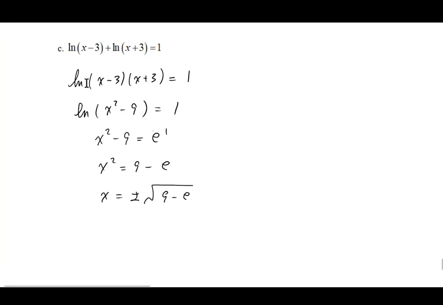But let's check. We cannot put the negative root here because that will make this thing negative. This is already negative. So we have to throw away the negative solution. So x is equal to just the positive square root of 9 minus e. How's that?